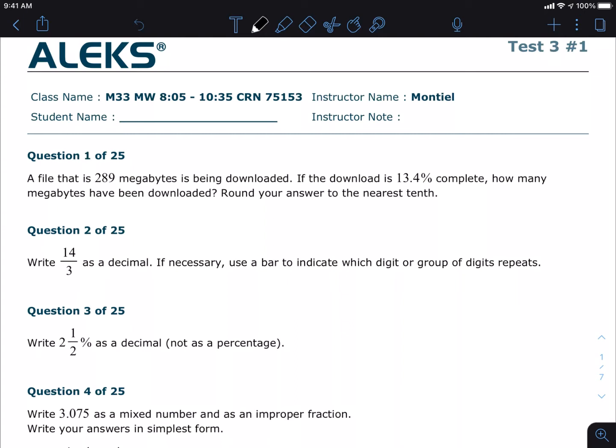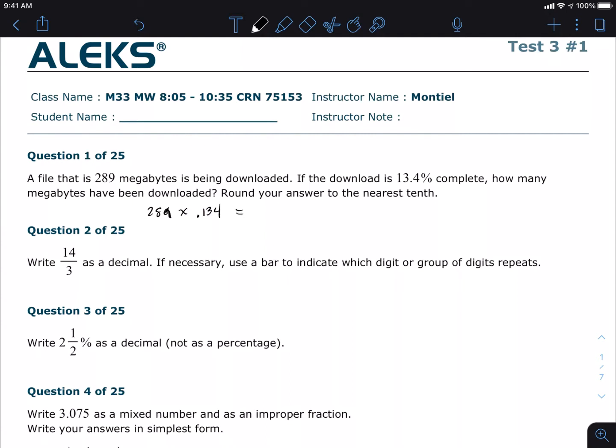All right, so in the first example, it says that we have a file that's 289 megabytes that's being downloaded. If 13.4% is complete, how many megabytes have been downloaded? And it says to round our answer to the nearest tenth. So the whole times the percentage is going to tell us how much we've actually downloaded. And so it's going to be 289 times, and then we need to convert this 13.4% to a decimal. And that's going to give us our answer.